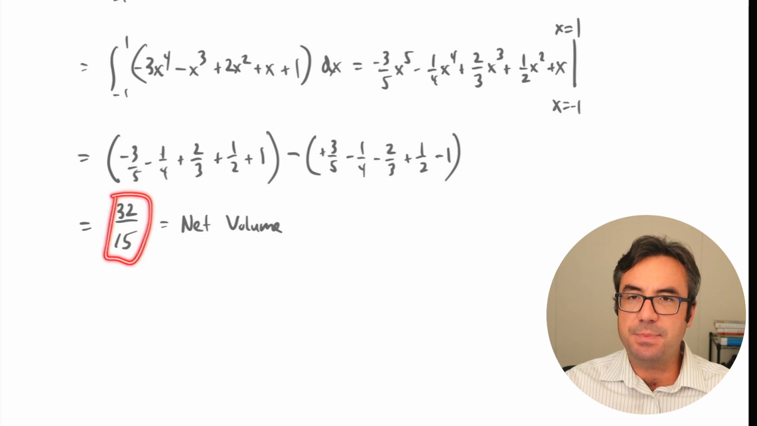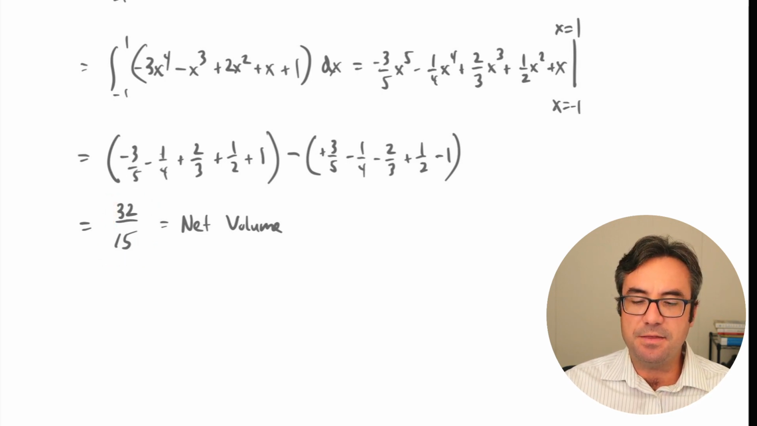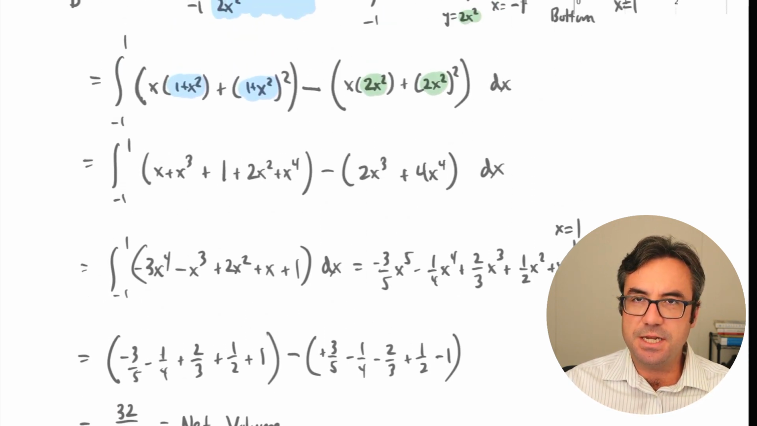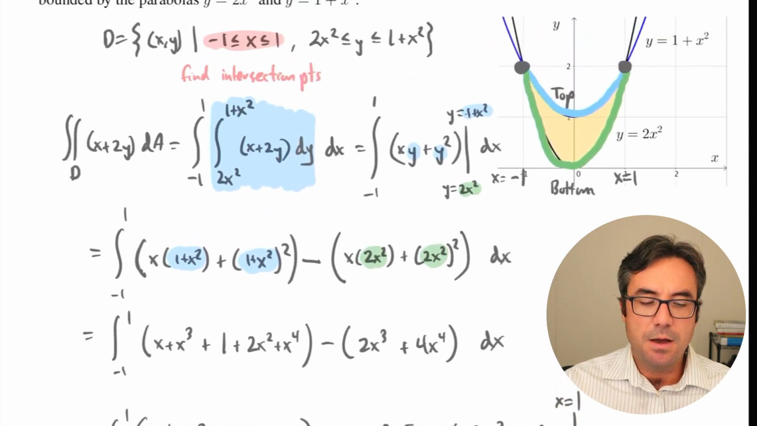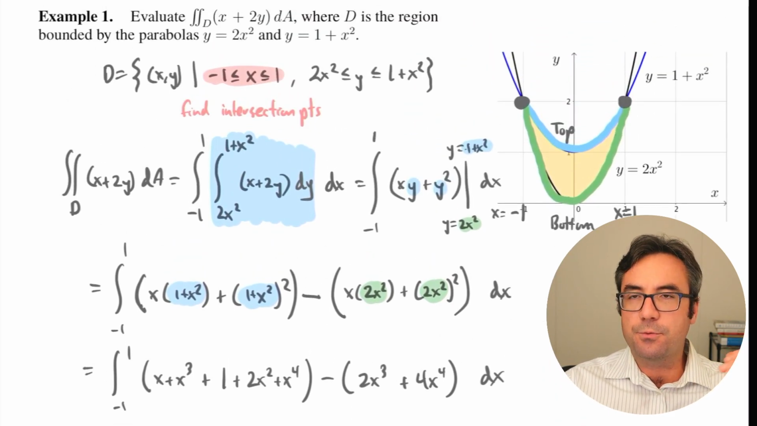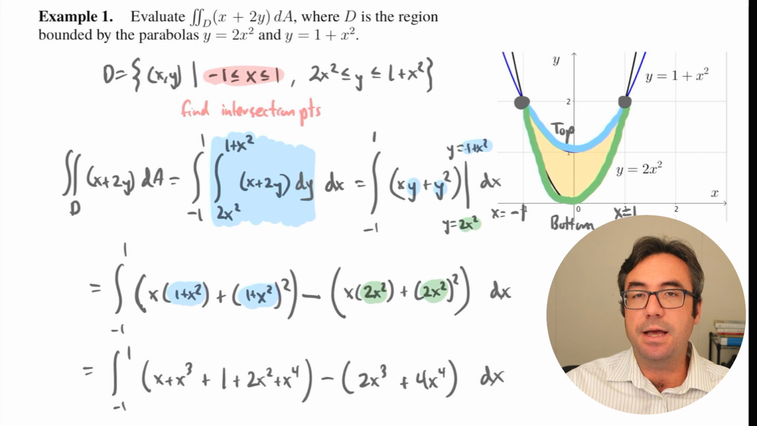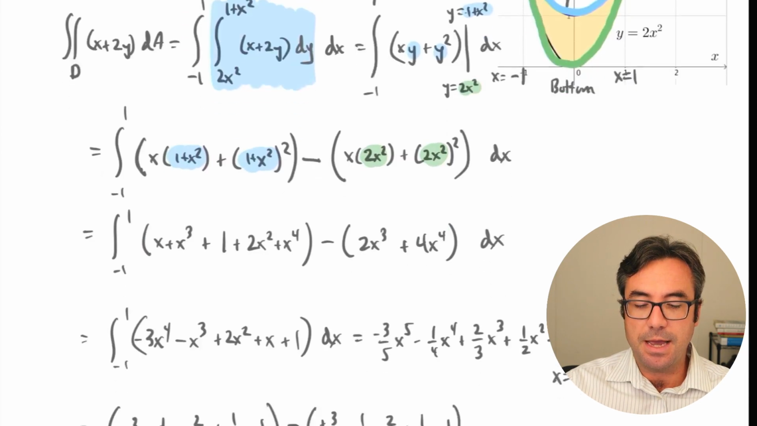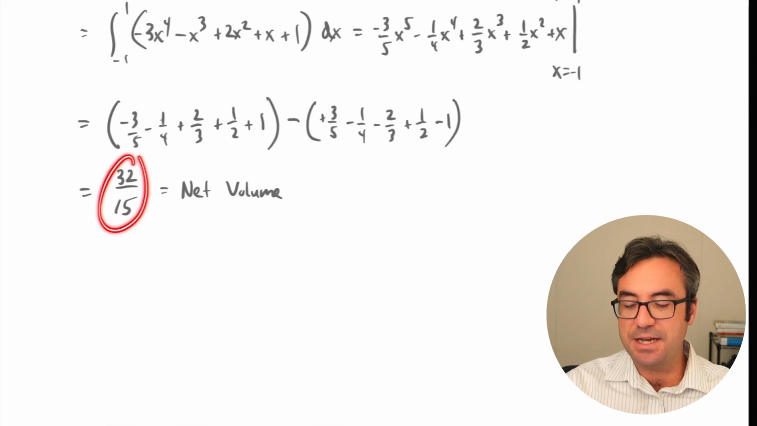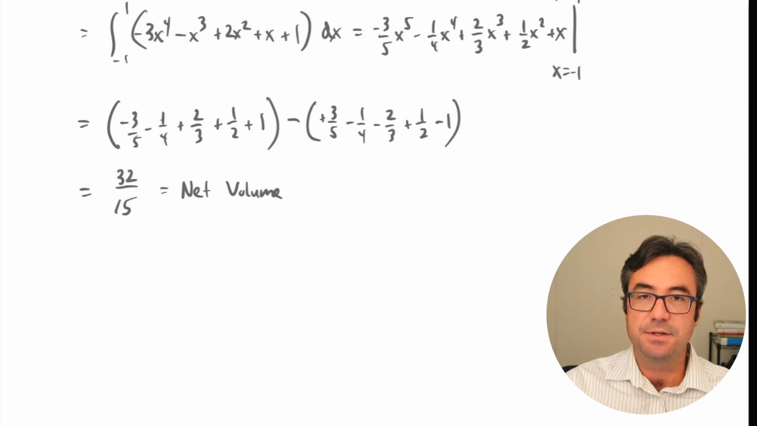The fact that this is positive is telling me that even if the function does dip below the xy plane, more of the region sits above the xy plane than below. And what we found is the size of the difference there.